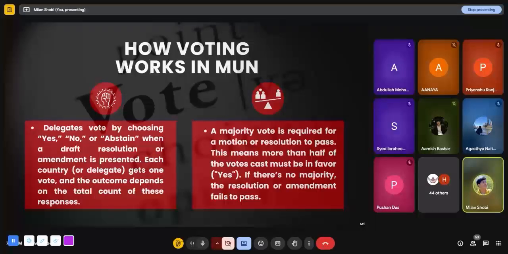Now, if you have a majority of the votes saying no, then the draft resolution proposed or the amendment will be rejected then and there. If it is a yes, then of course it is amended, or the draft resolution is adopted and has been declared as the resolution. A majority vote is required for a motion or a resolution to pass. This means more than half the votes cast must be in favor of yes. If there is no majority, the resolution or amendment fails to pass.